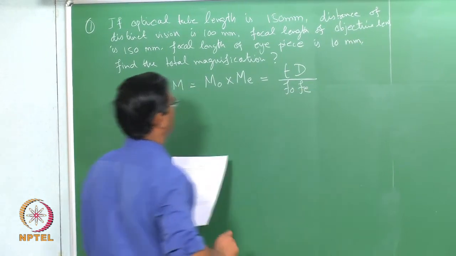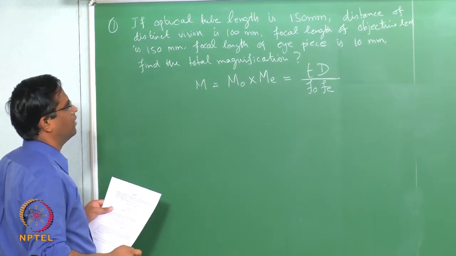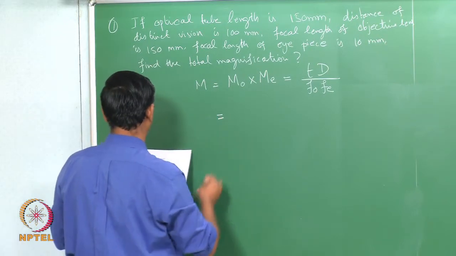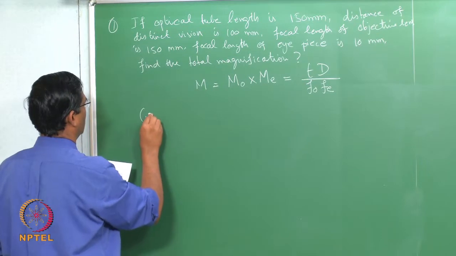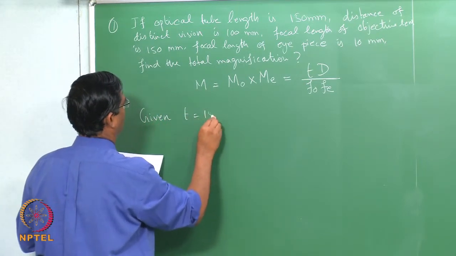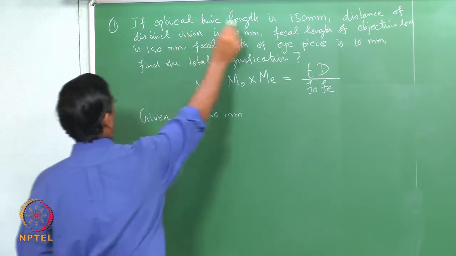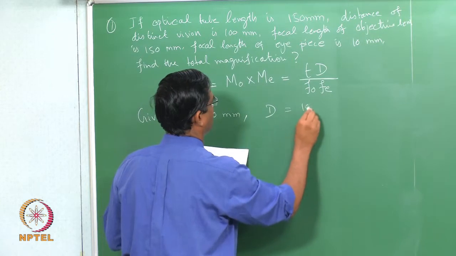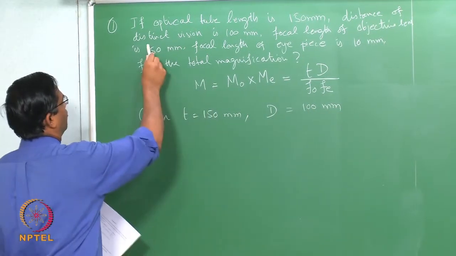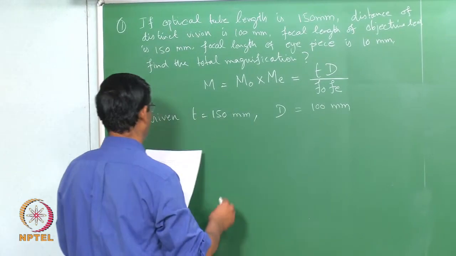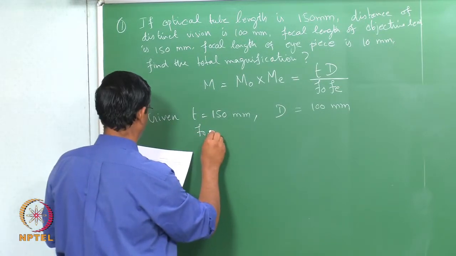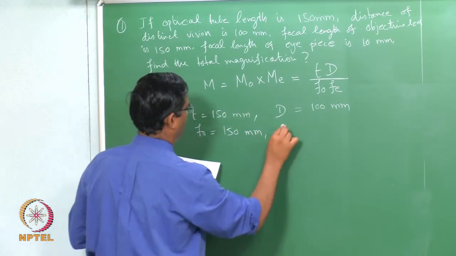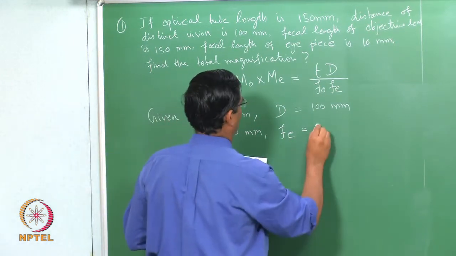You can refer back to your lecture notes and slides, and then this is what it is. So you can simply substitute this. What you write is, given T is equal to 150 mm, that is optical tube length T, and D is 100 mm, that is distance of distinct vision, and then you have F naught, focal length of objective, is 150 mm and focal length of eyepiece equal to 10 mm.